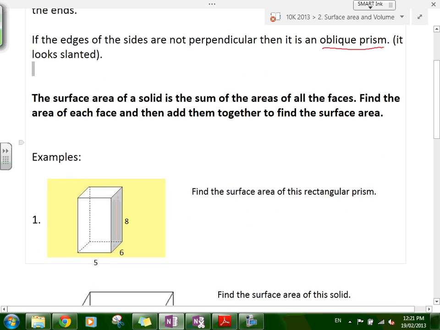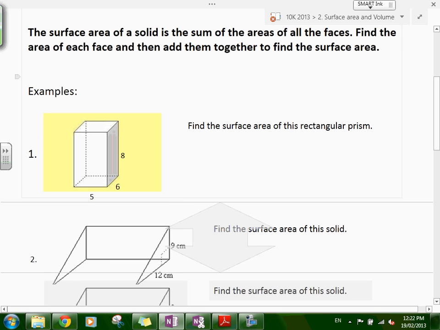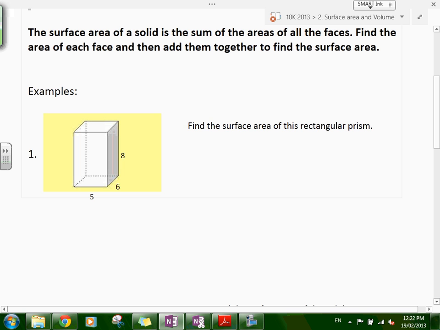So I'm going to do a couple of examples, and then we'll see how we do. We've got this rectangular prism. Find the surface area of this rectangular prism. Very straightforward. We've got two faces, this one, which are the same, and then the bottom and the top, and then the back and the front. So we have 6 faces added together.